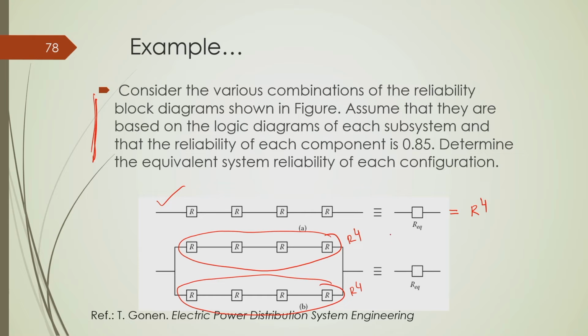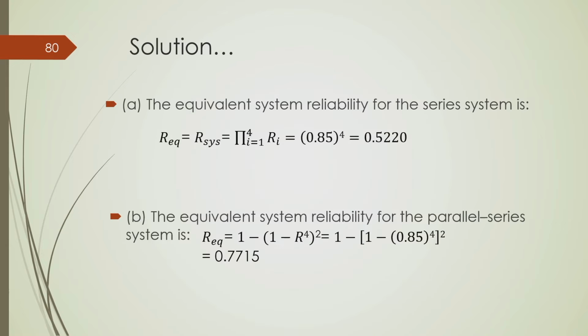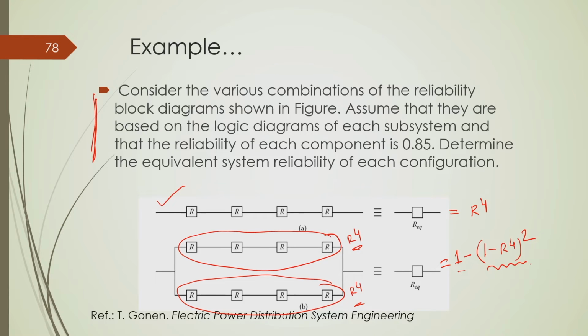So, they will follow the product rule of their unreliability function. So, the unreliability function will be 1 minus R to the power 4, and that squared will be the total unreliability function of that system. So, reliability R equivalent will be equal to 1 minus this. This is the unreliability of both these units, and so the reliability will be that much. Similarly for all the others, and it is very simple to determine. So, the first one is R to the power 4, the second one, as I said, is 1 minus (1 minus R to the power 4) squared.